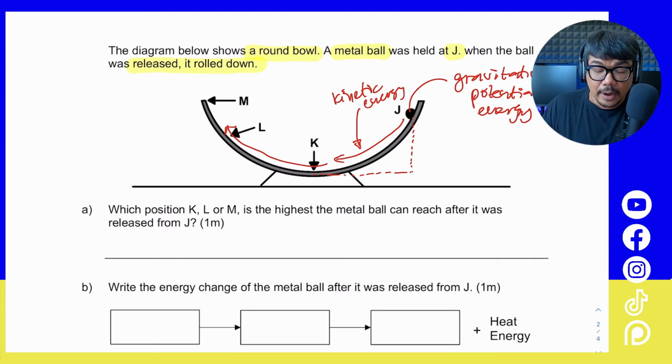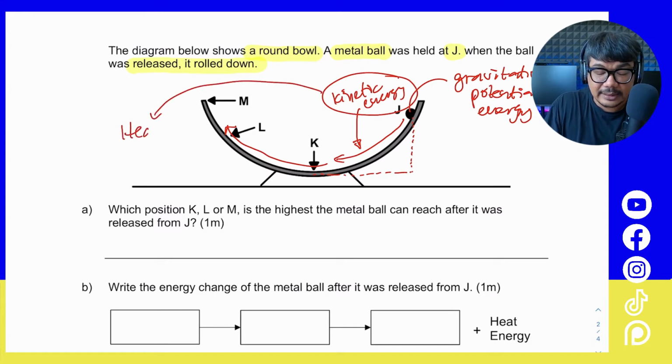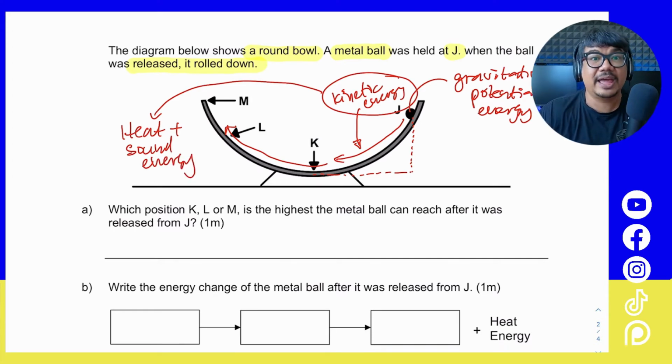Now, when it is going down towards the other end of the bowl, there will be a few energy conversions happening. First, the gravitational potential energy will be converted to the kinetic energy that we see here. But then, because the ball is rolling on the bowl and there are two surfaces rubbing each other, some of this kinetic energy will be converted to heat and sound energy. Because when the two surfaces are rubbing, we have friction, and with friction, we have got heat and sound energy. All right, good.